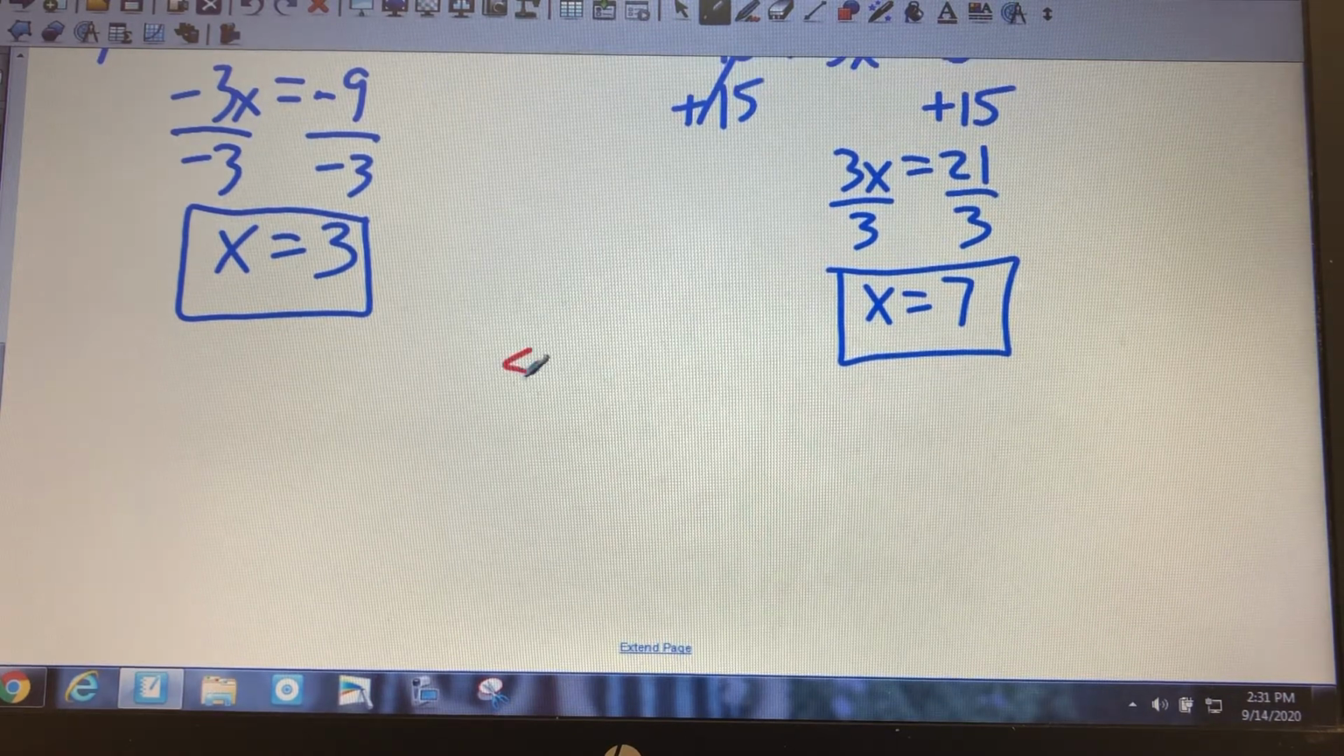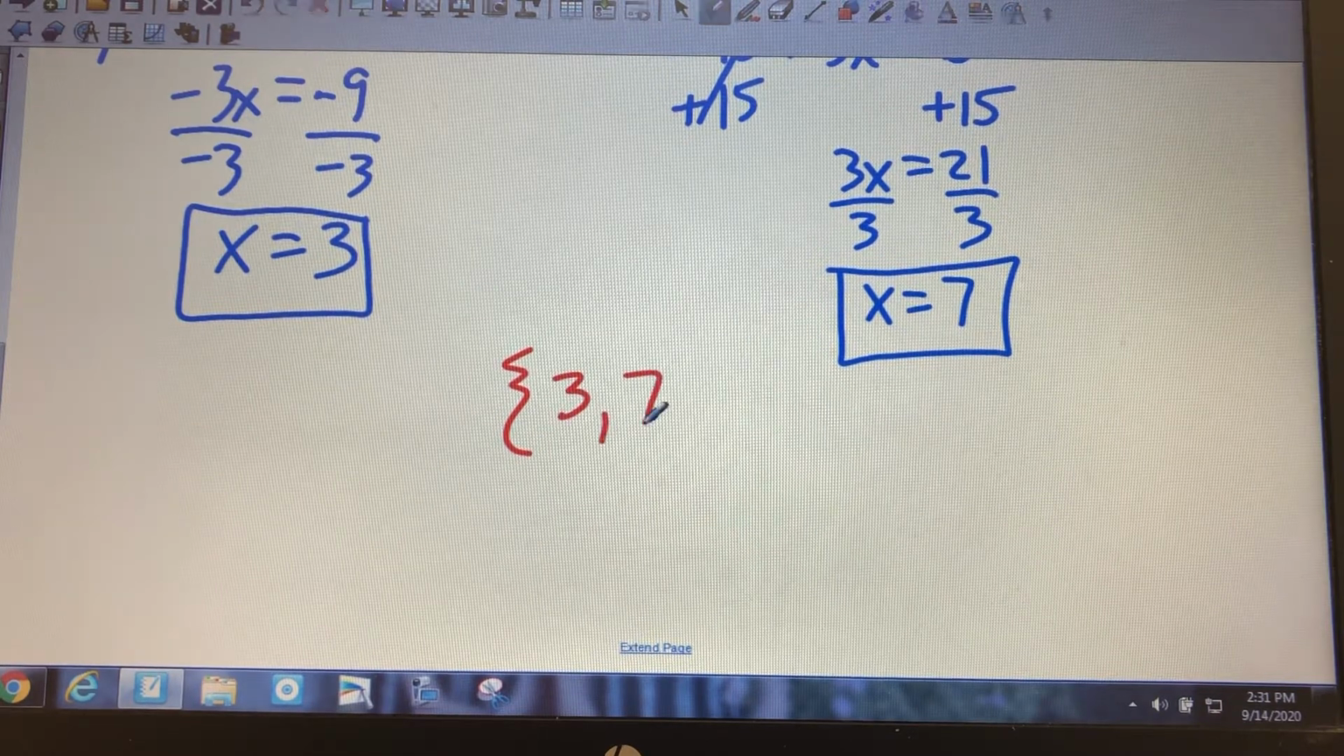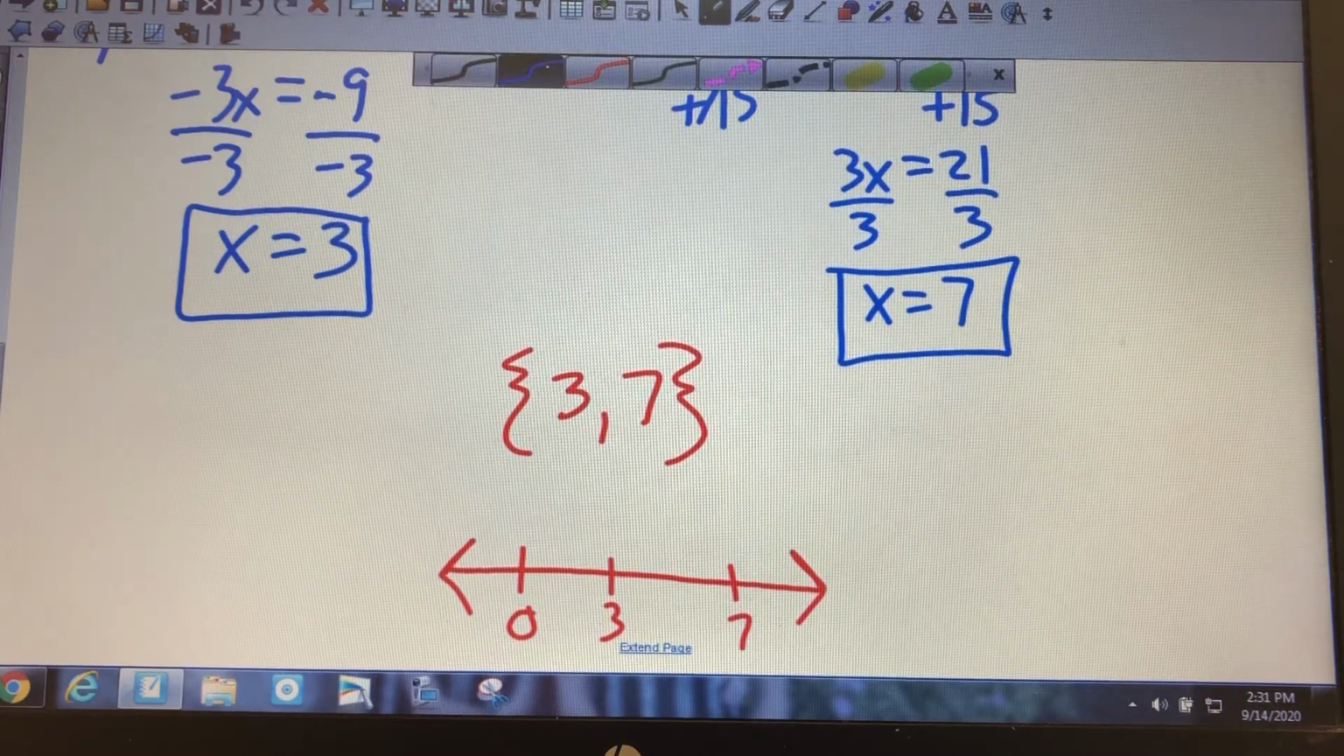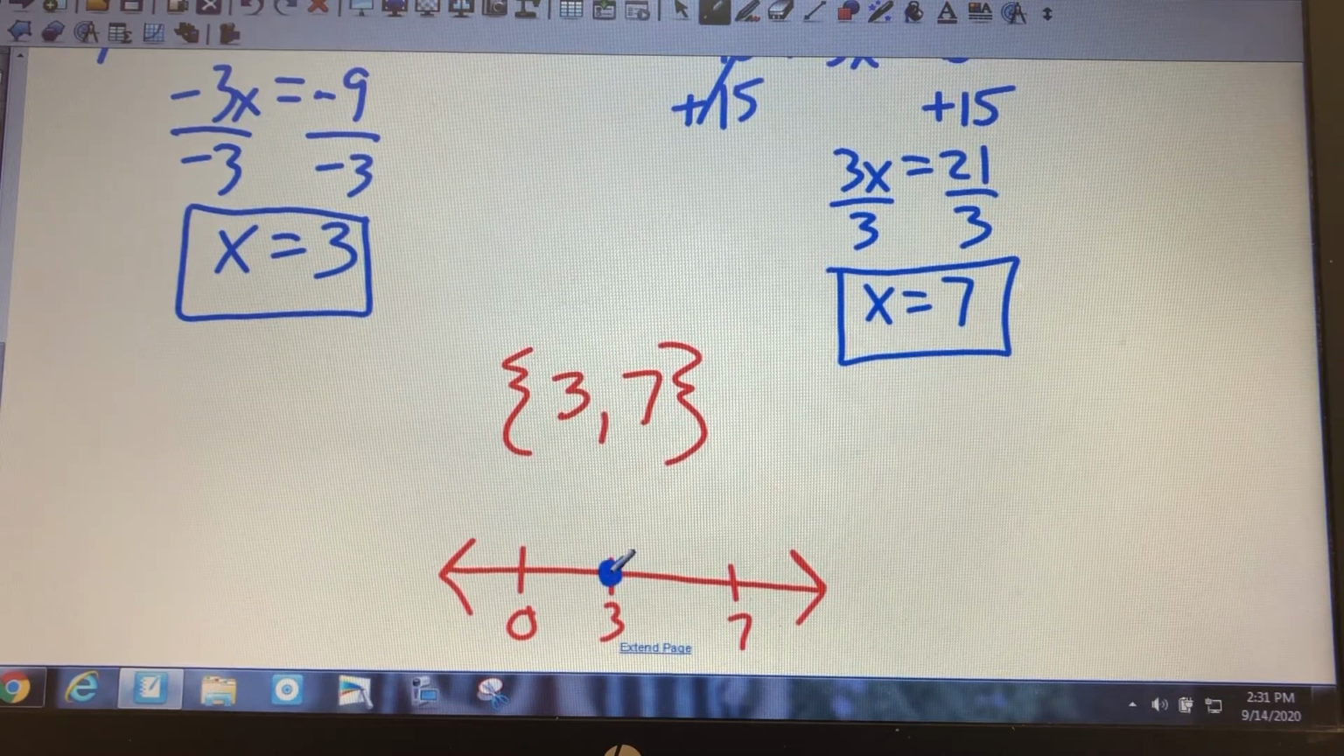Another way to represent this is with the funny brackets, if you will. This is not an ordered pair. Okay, that's the solution set, {3, 7}. And then another thing we could do is graph. Now when we have x equals 3, x equals 7, there's no shading involved. We just put 2 points. And that is how you solve an absolute value equation.